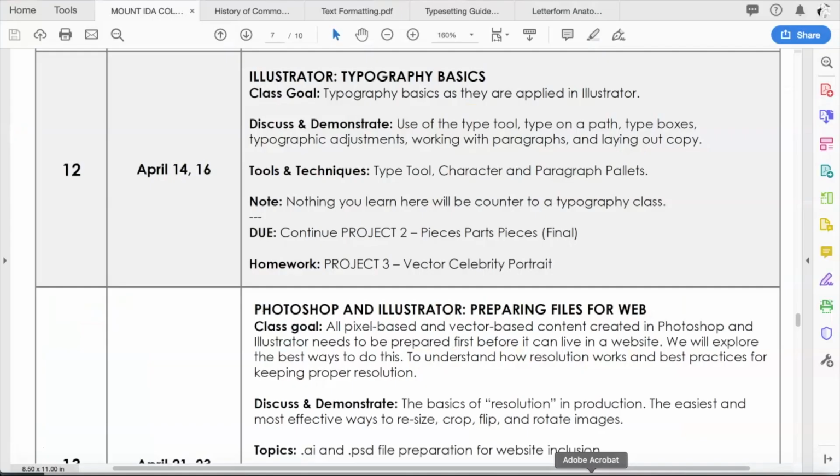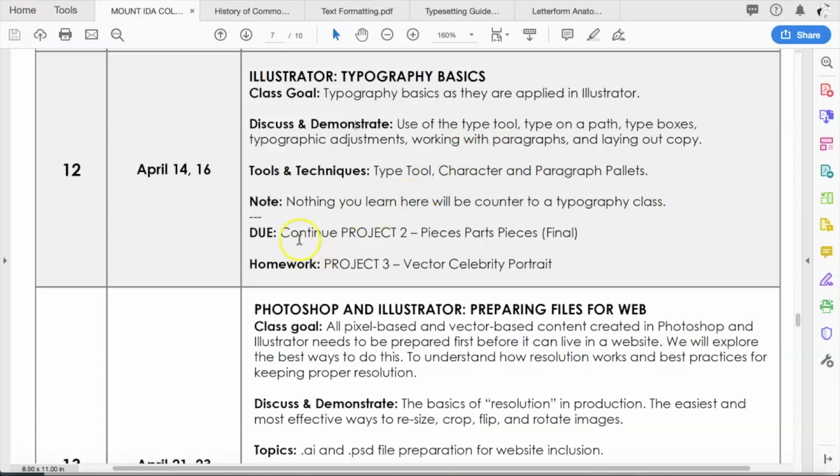Okay, let's hop over to the syllabus. So here in week 12, we normally would have met April 14th and 16th. Like I said, we are going to talk about typography basics this week. We're going to talk about using various tools that are within Illustrator, such as the actual type tool, the type on a path tool, type boxes, typographic adjustments, and so on. We'll get to those in the second lecture this week, but here in the first lecture, we are going to talk about typography historically and as sort of a functional design concept.